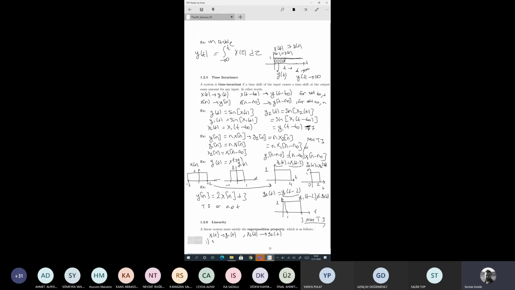First, if I sum the inputs, at the output the corresponding responses must be summed. This is called the additivity property. The second property that a linear system must satisfy is the homogeneity property. If I scale the input by an amount, the output must be scaled by the same amount. So this is called the homogeneity property.